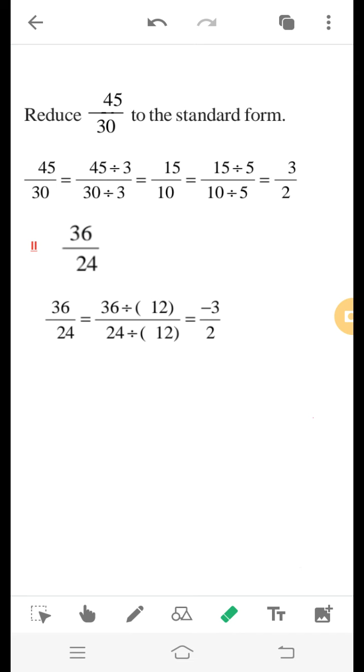Now the next topic is the representation of rational numbers on the number line and how to find a rational number between two rational numbers. That we will discuss in the next session.